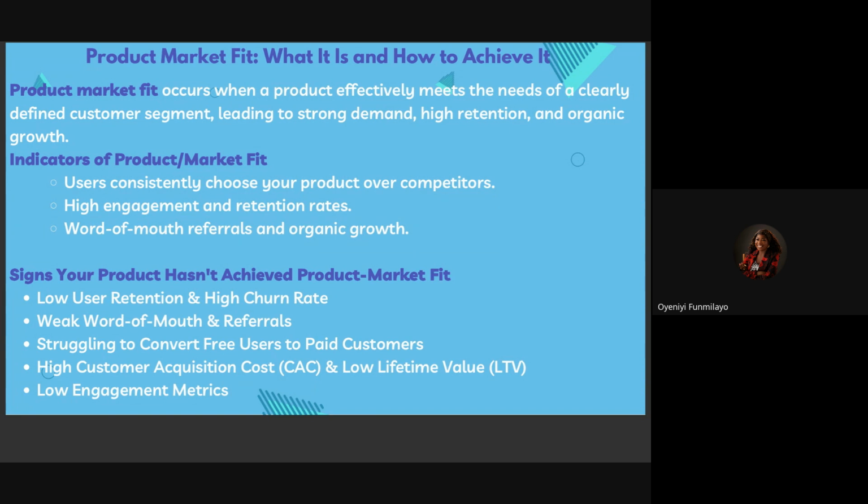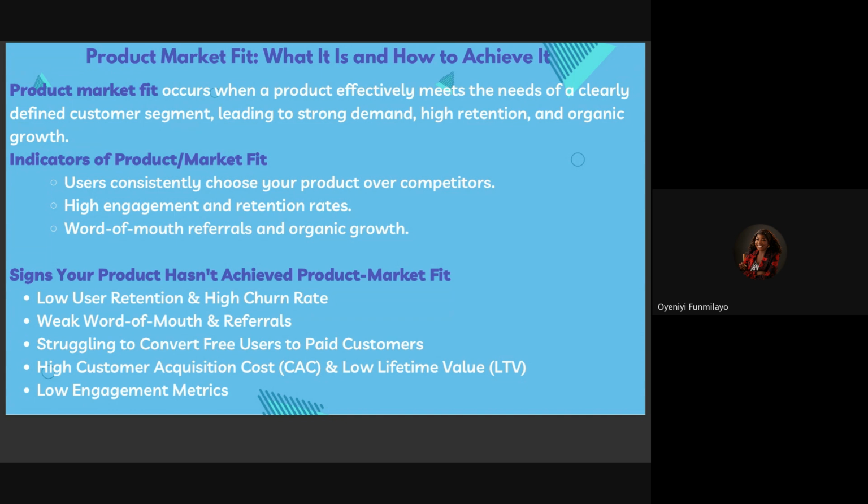You're having high engagement and retention rates, and then word of mouth referrals and organic growth. We'll see it on Twitter where people will just post something like, "This Piggyvest helped me save 1 million naira." Those are word of mouth. And somebody who is not using Piggyvest now sees that post, and thinks, this thing helped you save 1 million naira? Let me just go and try it. Before you know, that person too has gone and signed up on the product.